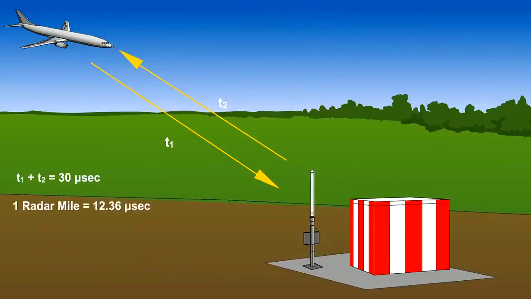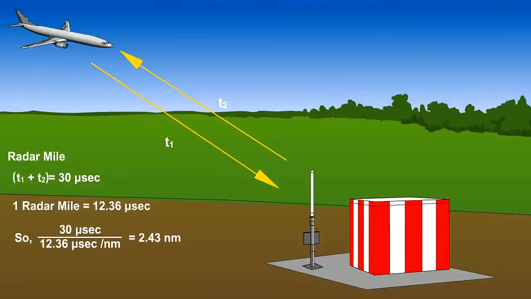A simplified way of calculating the range is based upon the fact that a radio wave takes 12.36 microseconds to travel a nautical mile in two directions. And this is known as a radar mile. So, divide the time taken for the pulses to go and come back by 12.36, which gives the one-way distance.